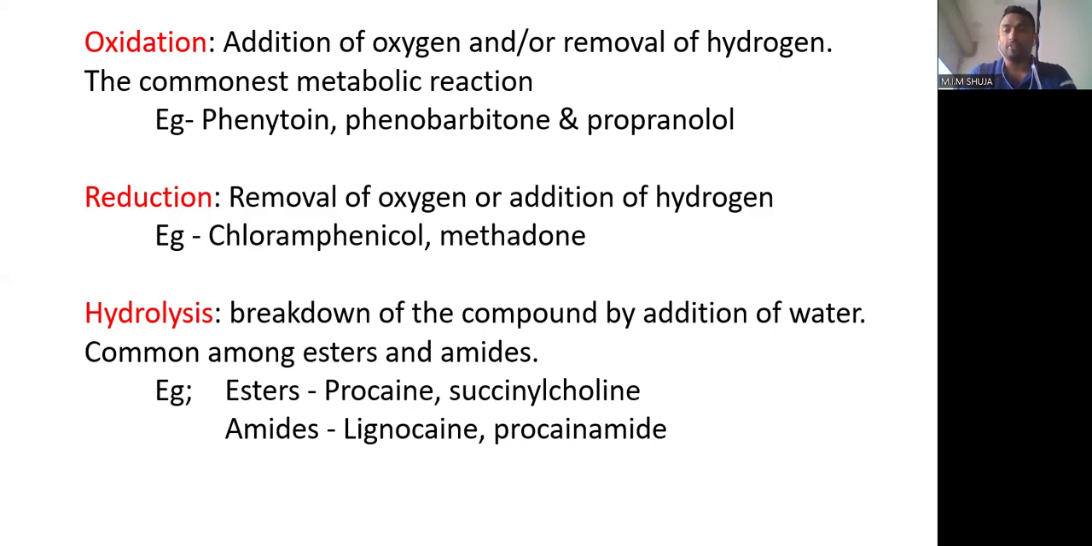And what you should know is at least 2 or 3 examples for each type of reaction. We may ask the question, which of the following drugs undergoes oxidation in phase 1 reaction? So we may give a set of drugs. You should be able to pick the right one. Usually phenytoin, phenobarbital, and propranolol undergo oxidation, and reduction, mainly methadone and chloramphenicol.